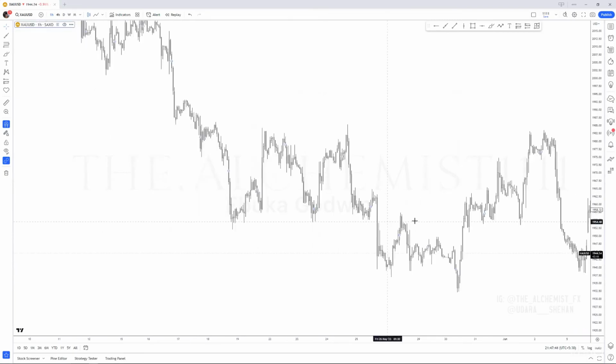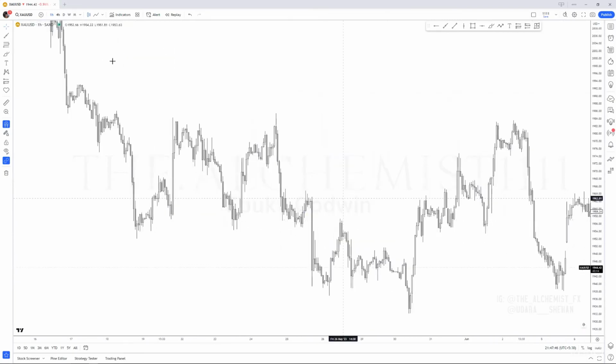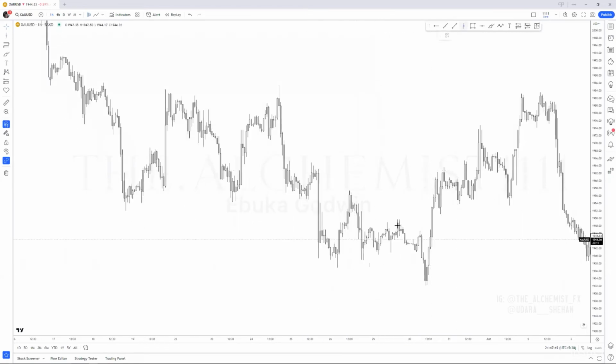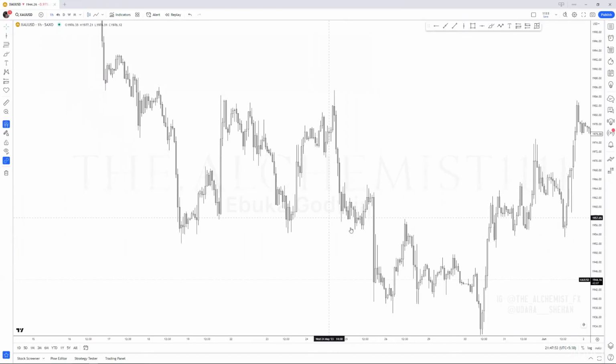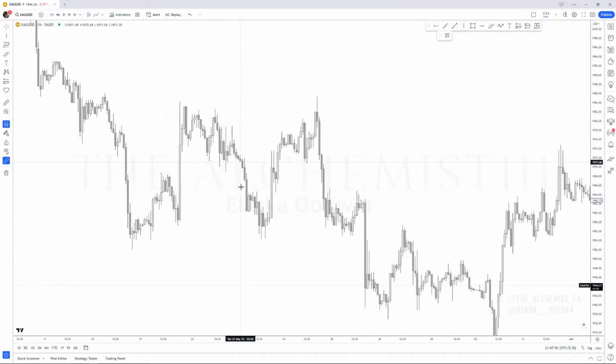Now what you should do is find an indicator that shows the London kill zone and London times, or just draw this. This is how I practice. I do not use any indicators. Just draw some vertical lines on the London kill zone, London open, and then the New York kill zone.